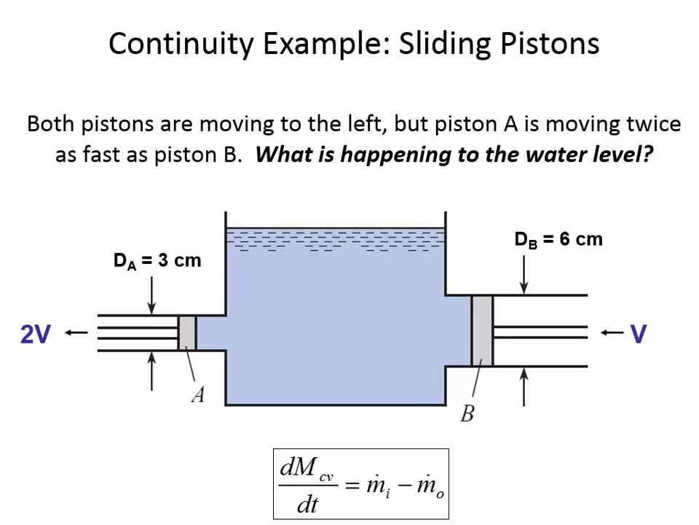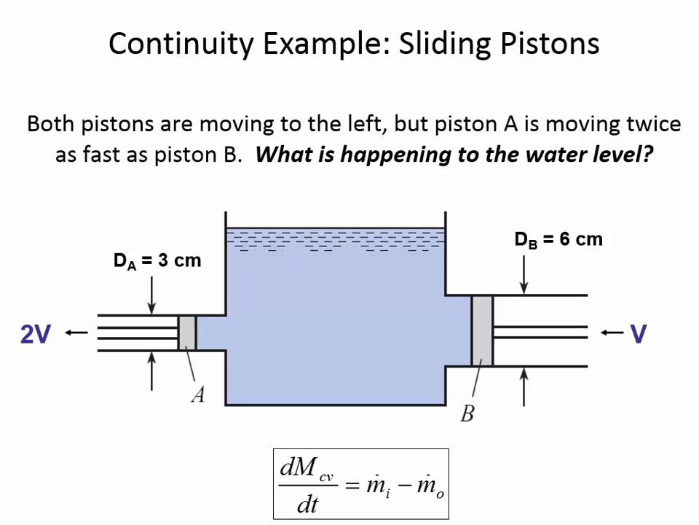Because remember, Q is VA. It's not V times diameter. And A is pi d squared divided by 4. So his point is that if you have double the diameter, that means you've got 4 times the area. So although this one is only moving half as fast in terms of velocity, the double area means that the liquid level is going to be going up in that problem.